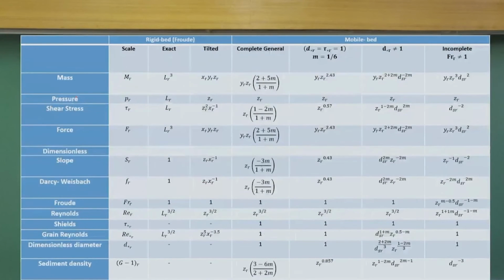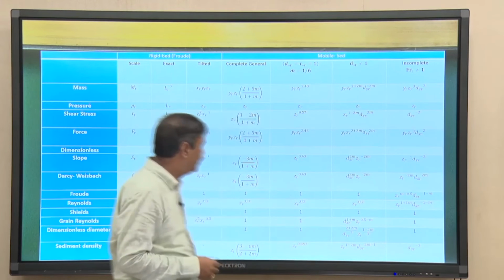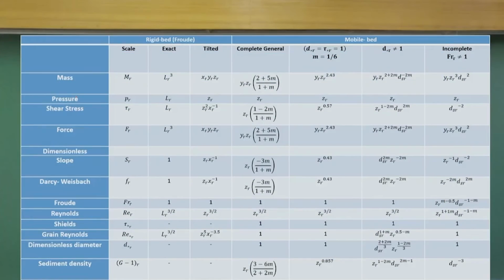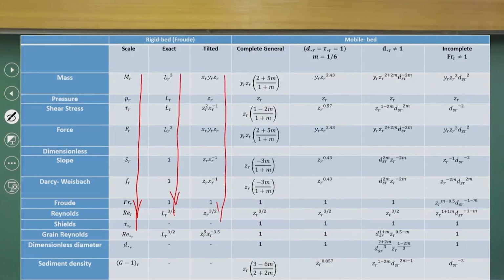And if you look at the next ones, the mass, the pressure, the shear stress, force, and the dimensionless numbers like slope, Darcy-Weisbach f values, flow Froude numbers, Reynolds numbers, Shields numbers, grain Reynolds numbers, dimensionless diameters. Okay, these are dimensionless, and the sediment densities. I just want to encourage you to do self-reading on these chapters to know what the scales are, and the exact and the tilted case.